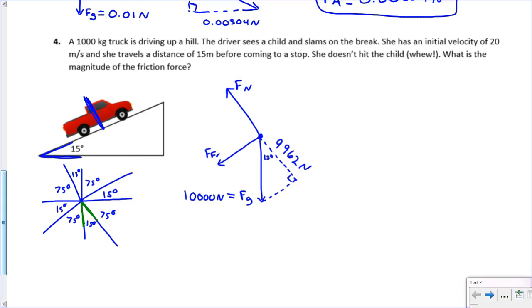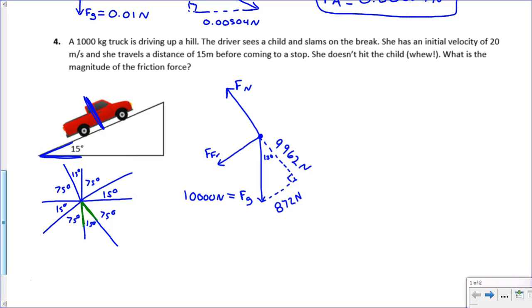All right, and the component that's along with the ramp or along with the hill that's going down the hill is equal to 872 newtons. All right. And we know that this object is going to be accelerating down the hill. So something else that's known here is we know that it comes to a stop in 15 meters, all right, and that it had an initial velocity of 20 meters per second.